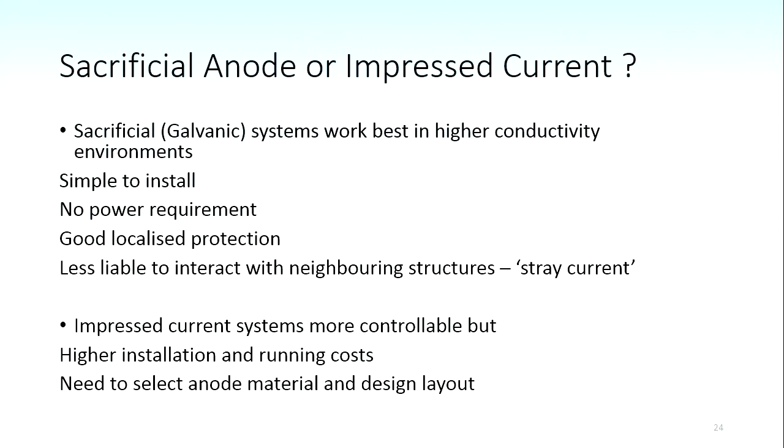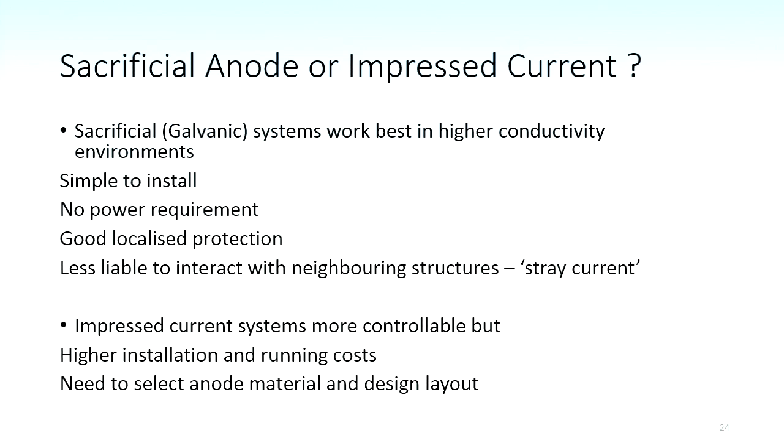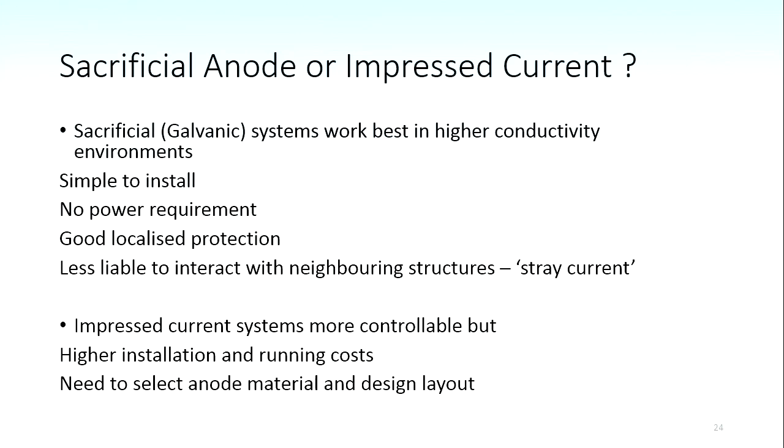On your handout you've got this diagram, which is a plot of soil resistivity against current demand, and all it's intended to say is that for higher resistivity, high current demand situations, you need a power supply unit, an impressed current system. If you've got lower resistivity and lower currents, then the sacrificial anode will be fine, and that's all it's for. Okay.